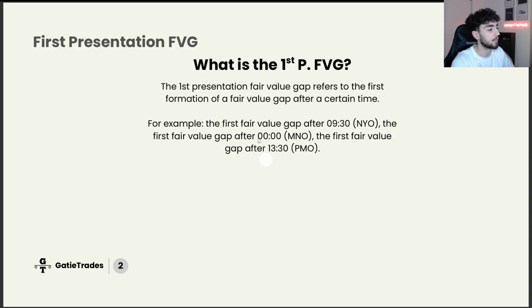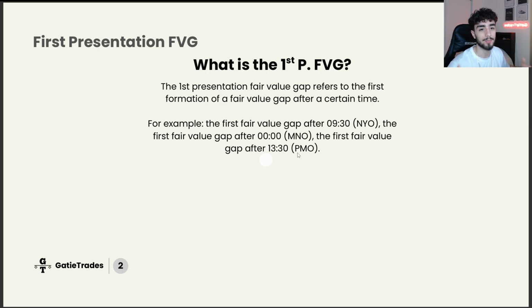You can also have the first fair value gap after midnight opening price. This would be your first fair value gap for the day, right? Maybe you look at the first fair value gap after 9:30 for the week, which would be your first regular trading hours fair value gap, and you can use that for the rest of the week. You can also use the first fair value gap after 1:30 p.m. Eastern time or 13:30. That's PM session opening price.